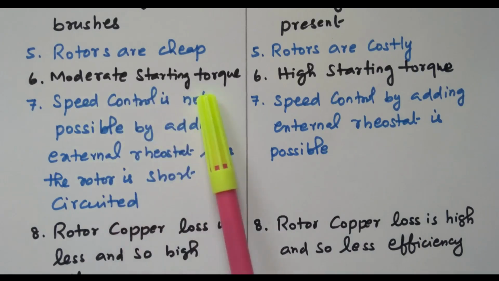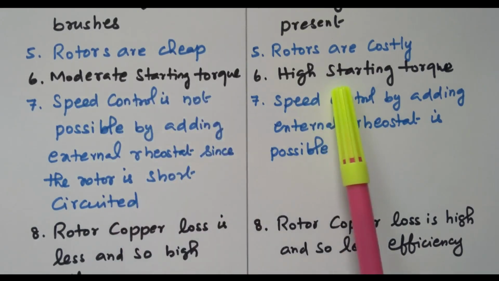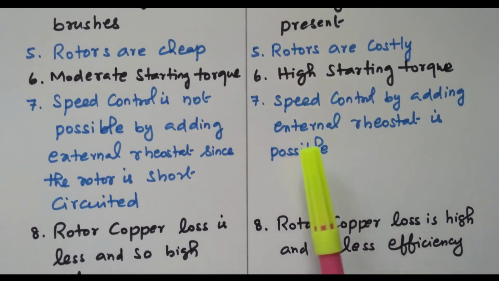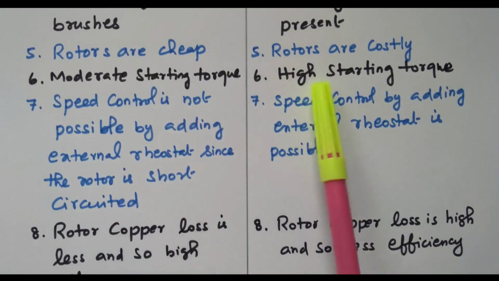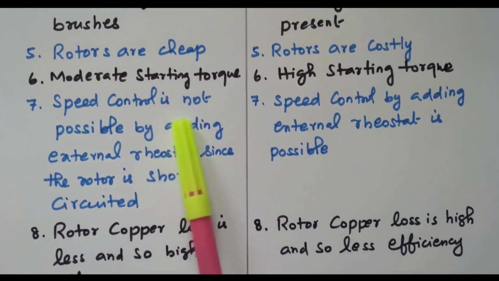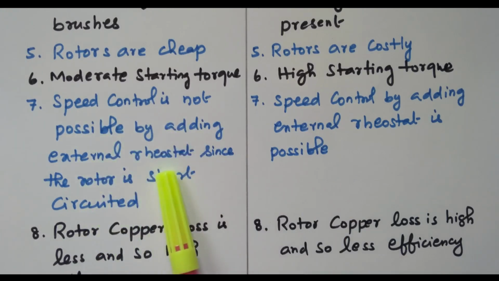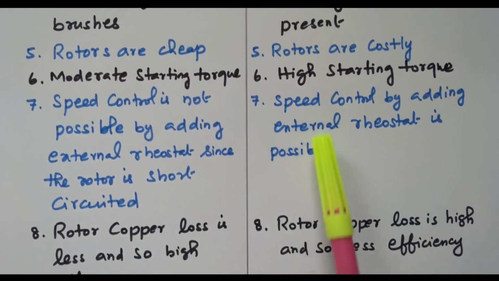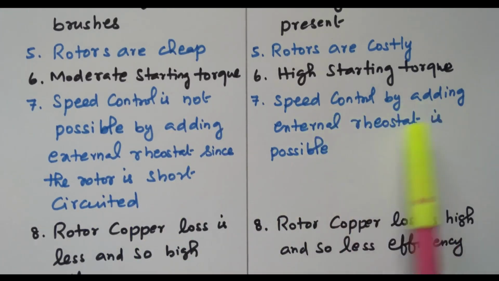The squirrel cage has moderate starting torque, but here there is high starting torque. Why? Initially we added the resistor, and the torque is proportional to the resistance value. Initially the resistor is very high, so that we get the high starting torque. External resistors are available here but not in the squirrel cage rotor, so speed control is not possible by adding an external rheostat, since the rotor is short circuited. The main advantage here is that we can go for speed control by adding the external rheostat. That is not possible in the squirrel cage rotor.